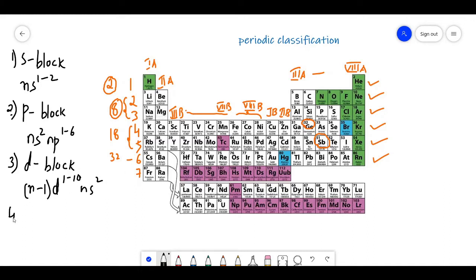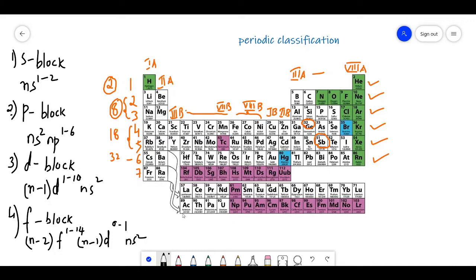Next, when coming to the F block, the differentiating electrons enter into the anti-penultimate shell. So in the D block we have penultimate, and in the F block we have anti-penultimate, which means it is n minus 2. The general configuration of the F block is (n-2)f 1 to 14, (n-1)d 0 to 1, ns2. And remember, the F block elements all come below 3B.